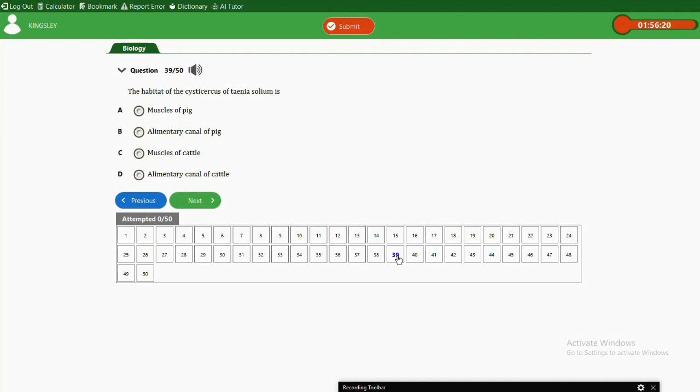So guys, let's look at question number 39, which says a habitat of the Cysticercus of Taenia solium is A. muscles of pig, B. alimentary canal of pig, C. muscles of cattle, and D. alimentary canal of cattle. So the correct answer to this question is A, muscles of pig.